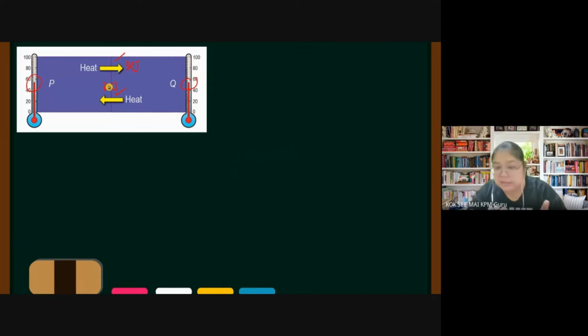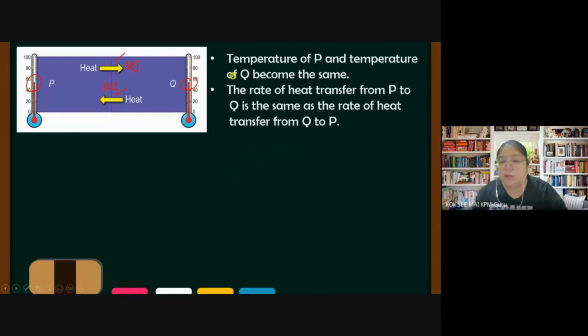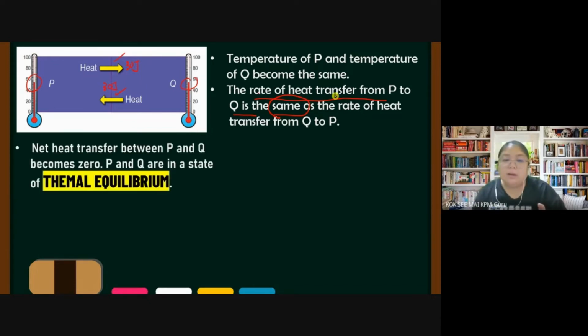So finally they become the same. From here, I can make a conclusion. Temperature P and temperature Q become the same. The rate of heat transfer from P to Q is also the same. Rate of heat transfer: in 1 second, I transfer 30 joules to you, and in another 1 second, you also transfer 30 joules to me. So we call it the same. The rate of heat transfer from P to Q or Q to P should be the same. The last one, the net heat flow between P and Q becomes 0. This we call thermal equilibrium.